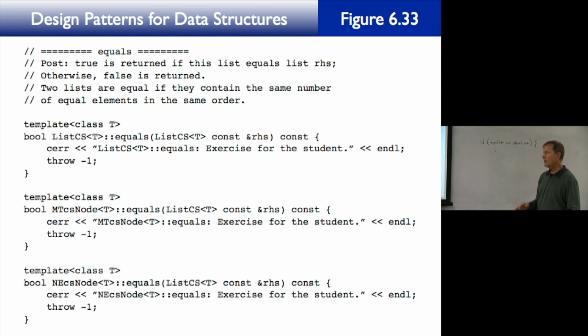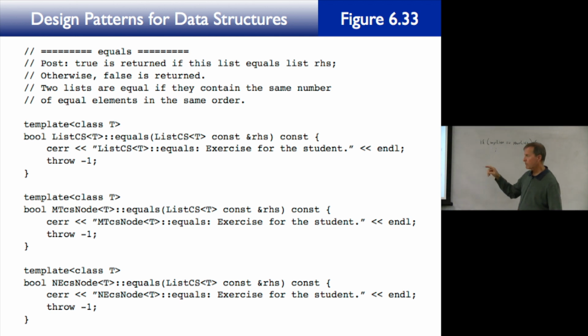Now here we have documented the preconditions for both the equals and the equals helper. This is going to be an equals helper. If we look here in figure 6.33, at the code, there is an equals for the list, an empty node equals, and a non-empty node equals, right? The documentation for equals is, the post condition is true is returned if this list equals list right-hand side. Otherwise, false is returned. Another comment here: two lists are equal if they contain the same number of equal elements in the same order. Okay? And then these are exercises for the student.